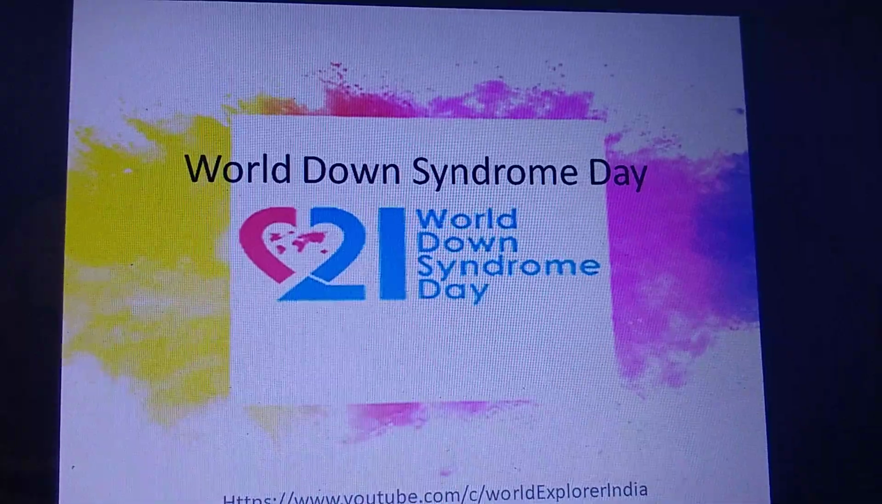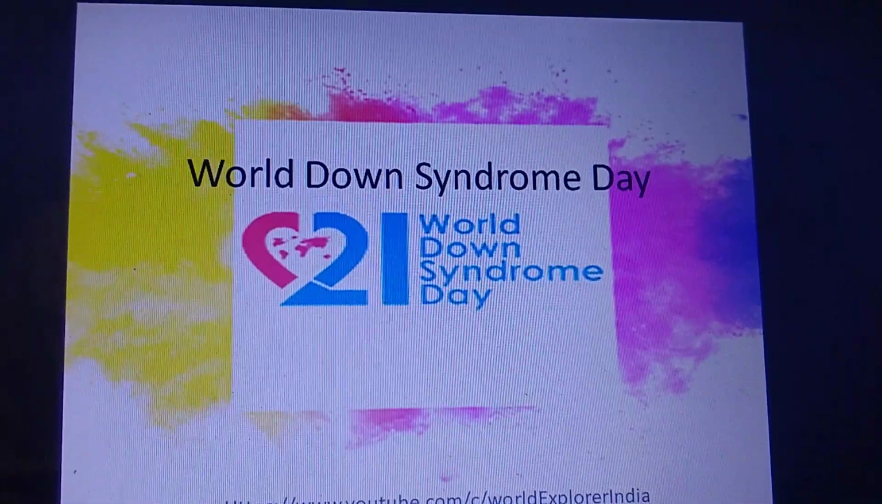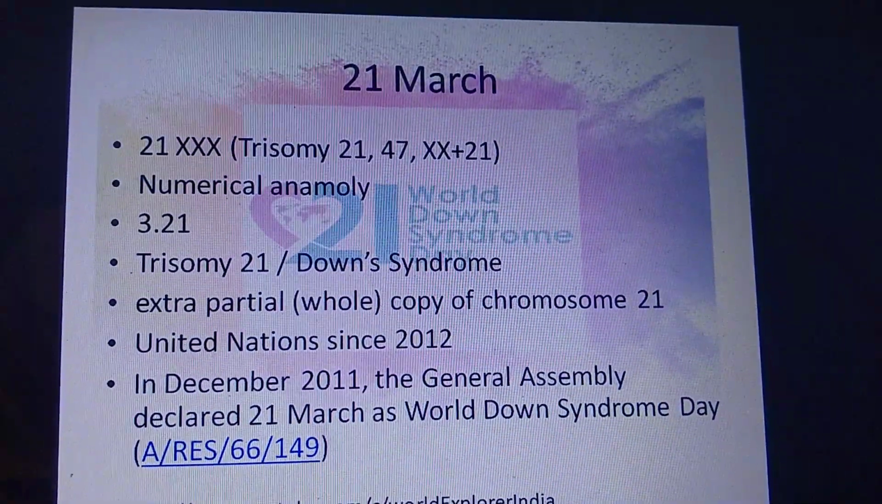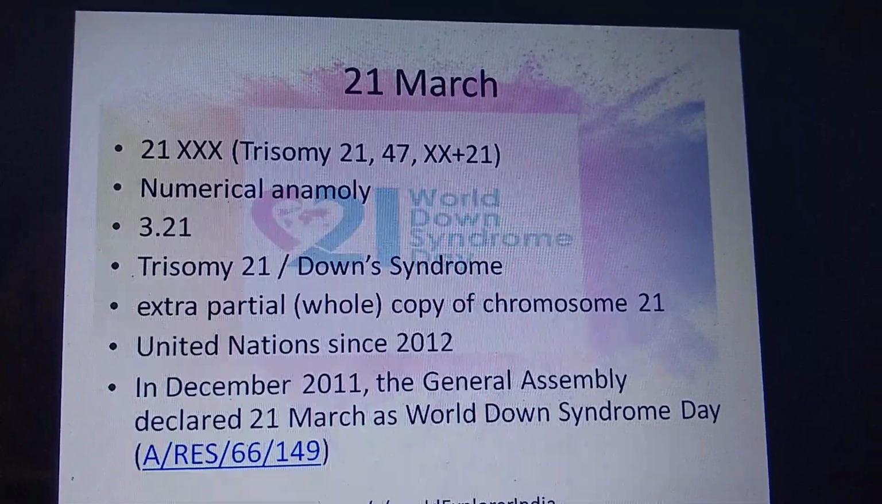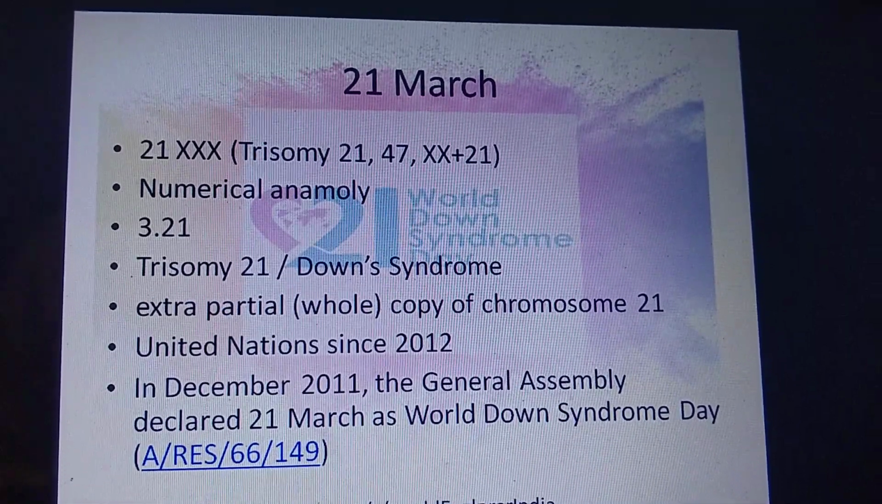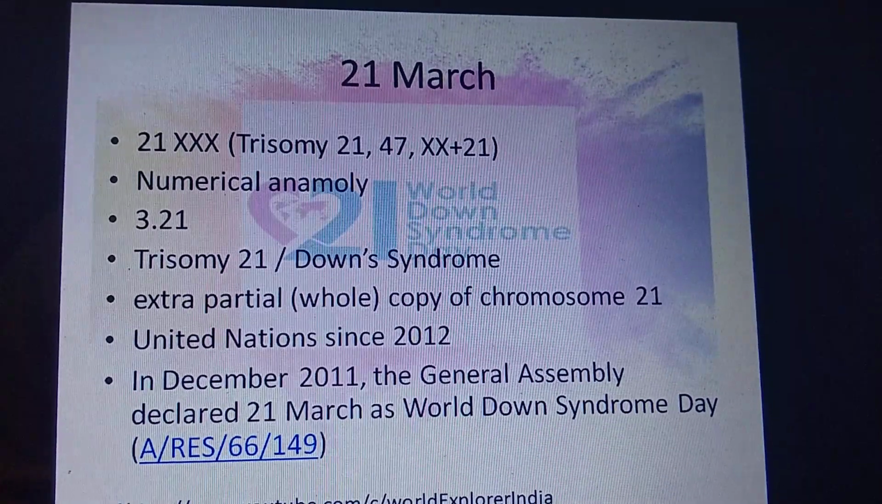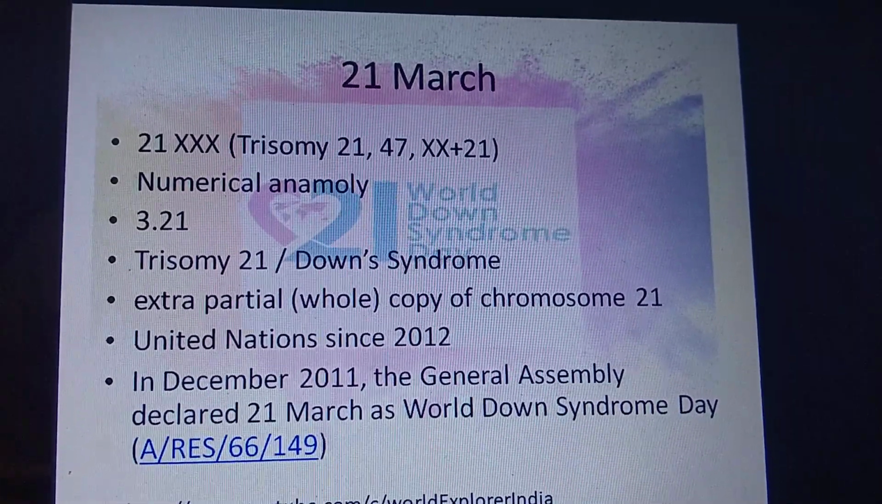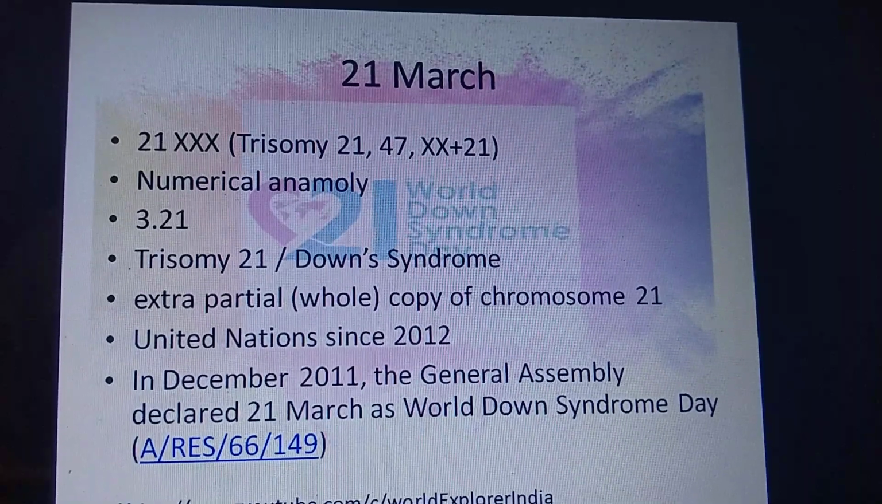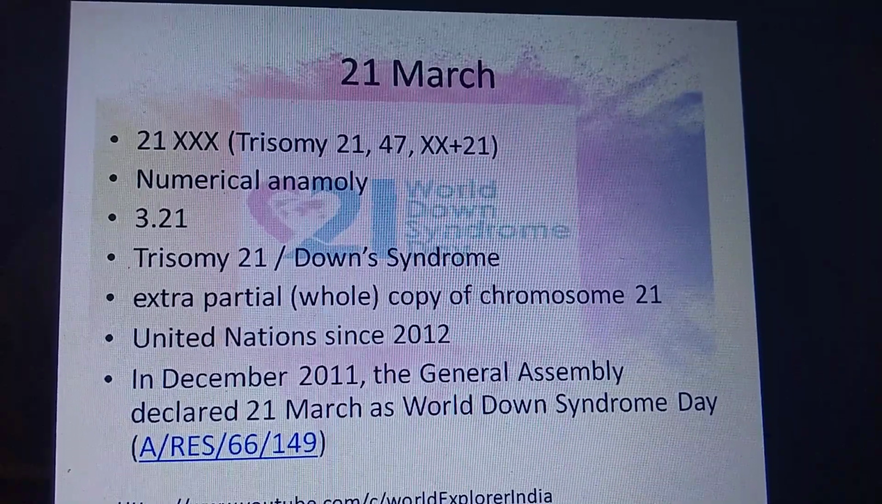Today, 21 March is celebrated as World Down Syndrome Day. Down syndrome is a numerical anomaly which is having an extra chromosome 21, that is called trisomy 21. An extra partial or whole copy of chromosome 21 leads to Down syndrome.